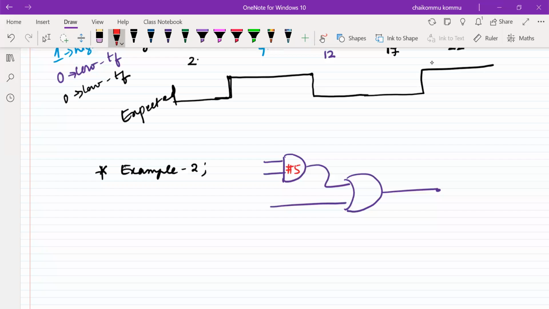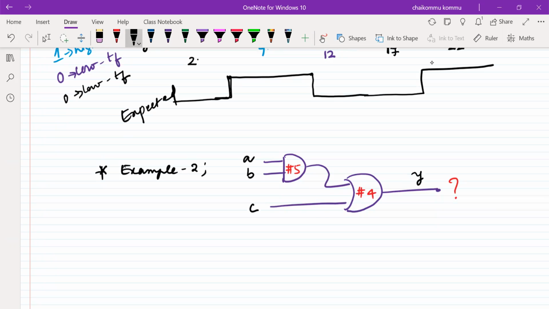It takes 5 timing units. It takes, for example, 4 timing units. Then what is the output value? So what I am giving here is the inputs are A, B, C. My output is Y, for example.